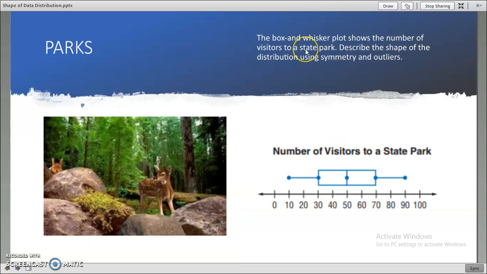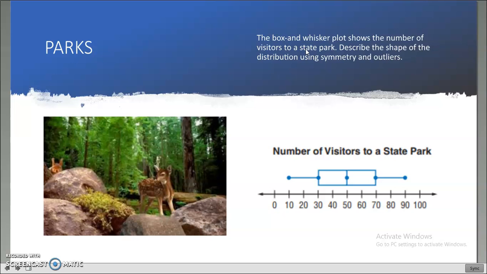So let's look at a couple of examples of box and whisker plots. The box and whisker plot shows the number of visitors to a state park. Describe the shape of the distribution using symmetry and outliers. Looking at this box and whisker plot, it looks like the whiskers and the box are all equal distance.